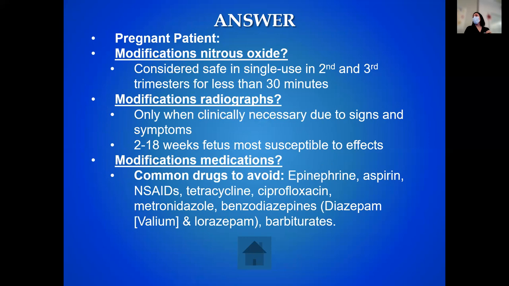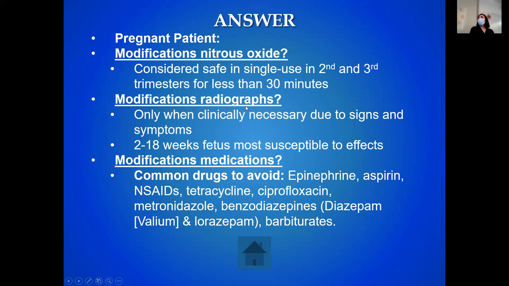So here are some big points for pregnant patients. Consider nitrous safe in the second and third trimester if you're keeping it to less than 30 minutes. I mean, back in the day, they gave women nitrous when they were giving birth to calm them down. So it's okay to have a little, but we want to use it very specifically. I know it can't hurt at that point, right? But definitely not early on because there have been links to miscarriages too.